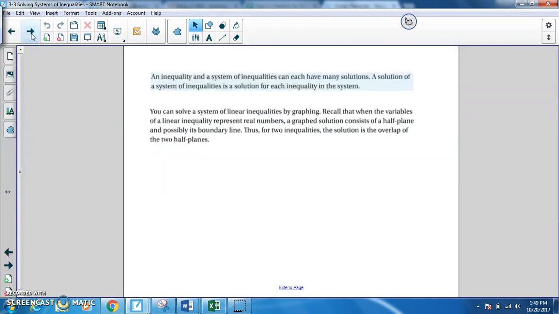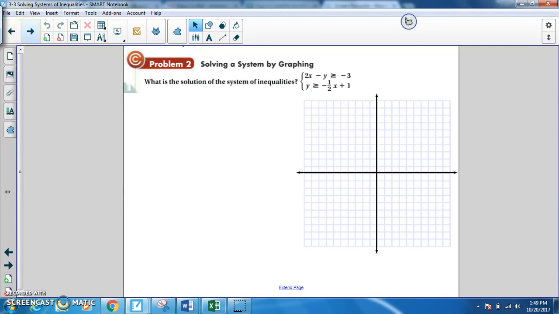So, an inequality and a system of inequalities can each have many solutions. A solution of a system of inequalities is a solution for each inequality in the system. Overall, what we're working with is two inequalities. We're going to be graphing both inequalities, and we want to see where both of these inequalities' solutions overlap. Where they overlap will mean that they satisfy both inequalities.